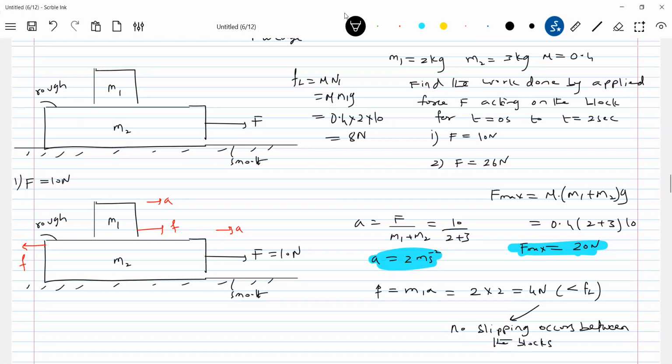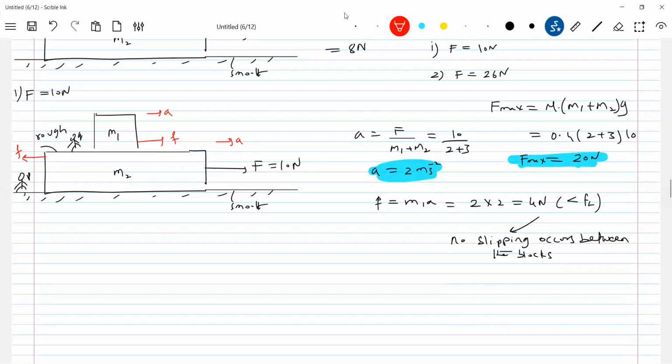So no slipping occurs. So here let's bring in the concept of two frames. One person P, another person, let it be Q. Now let's come to this. What is the question asked? Find the work done by the applied force F acting on the block from t equals 0 to 2 seconds. For 2 seconds, what is the acceleration of the block? We know. So can we calculate the displacement of the blocks? We'll work out everything, even the work done by friction in different frames. So I'll enter into the problem.